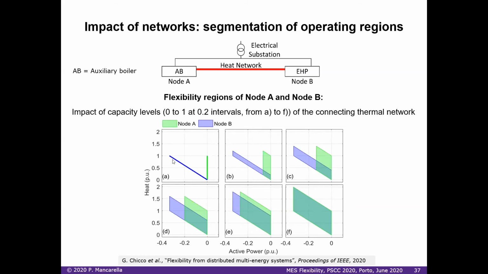If you have no network, the two nodes are completely separated, the two regions are separated, and there is effectively no flexibility available. The moment that you have a heat network, you now create flexibility in active power too, up to having a heat network that can fully transfer heat between node A and node B, and you end up with the original flexibility map that you would have had with a Minkowski summation.